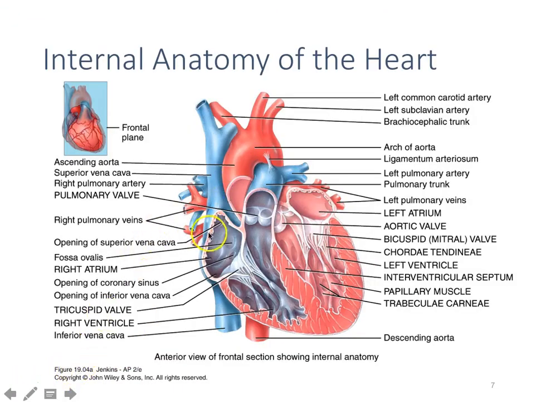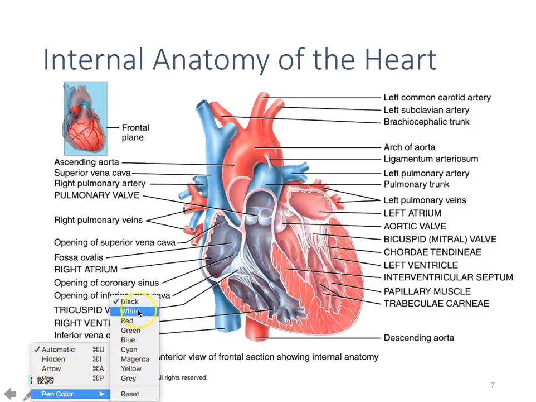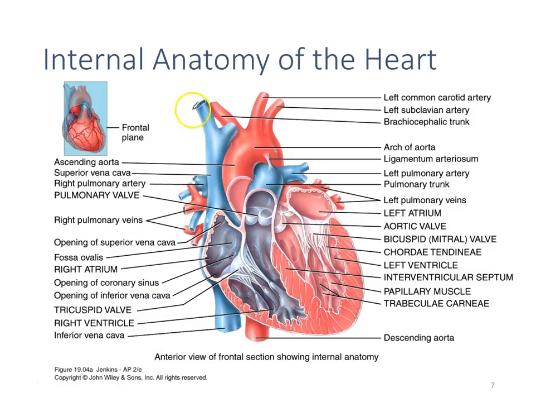All right, let's talk about the internal anatomy of the heart. We already started a little bit on this. Again, we'll have blood coming toward the heart from the neck and arms via the superior vena cava. We'll have blood coming from the legs and the abdominal cavity from the inferior vena cava. We'll have some blood coming from the coronary sinus, which is blood coming from the heart itself. All of that blood collects in the right atrium.